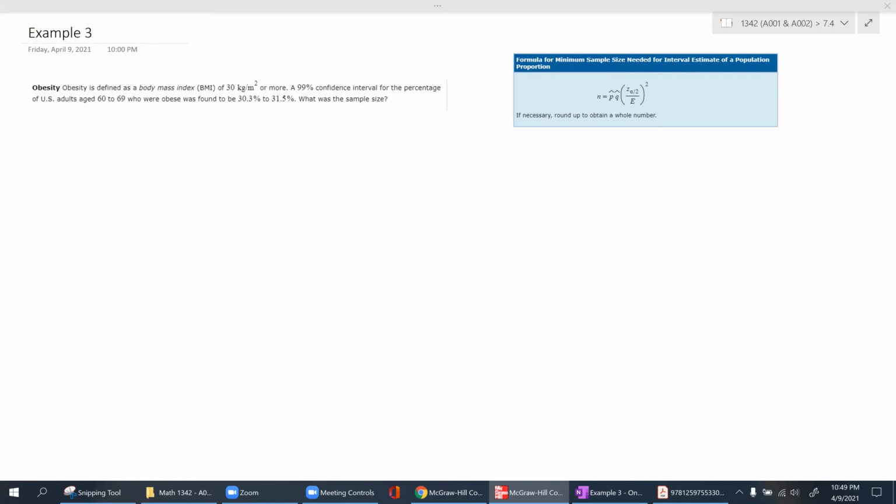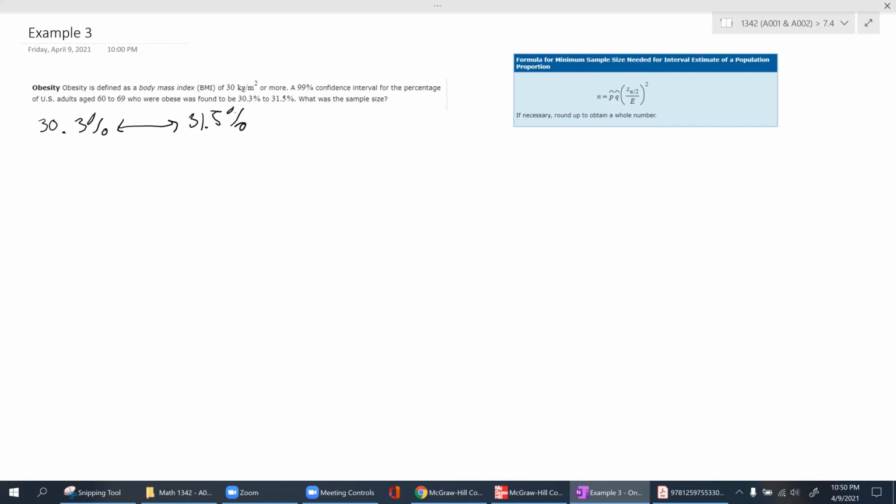One thing to remember again, we're dealing with the 99% confidence interval. Due to the symmetry of the confidence interval, it covers symmetrically from one endpoint to the other. The sample proportion is the average of the two endpoints of that interval. So the interval I'm focused on is between 30.3% and 31.5%.